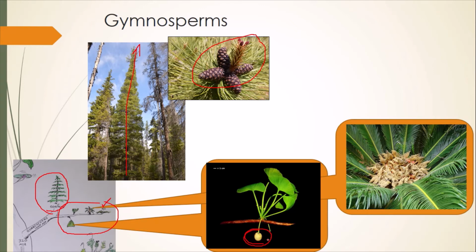Another group, not at all common here in Washington State, but you will find them certainly in Mexico in abundance out in the wild, and these are the cycads. They also produce cones and naked seeds. They kind of look like a little palm tree, but they're a different thing altogether.